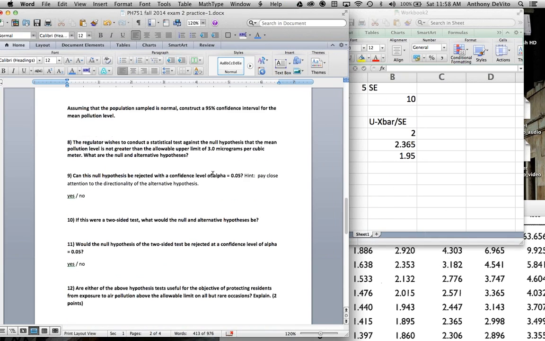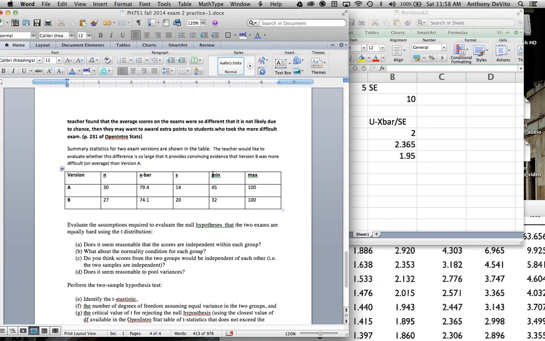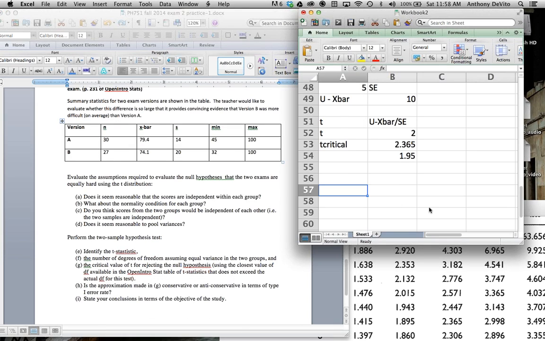Okay, so now I'm going to move on to another example where, instead of one sample, we're comparing two groups. We're doing a two-sample hypothesis test. It's still going to be a t-test, but it's going to be two samples this time.